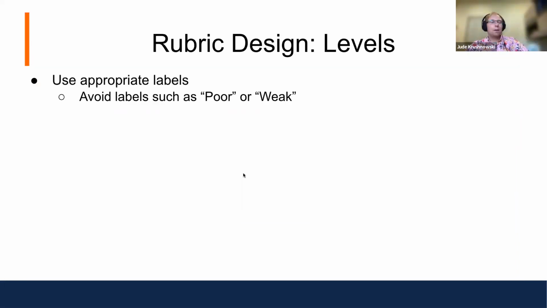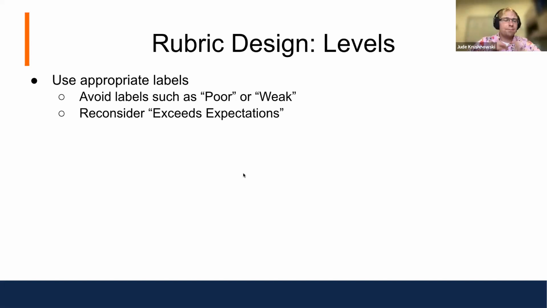We want to avoid labels such as poor or weak, right? We want to avoid a deficit mindset when we look at rubrics and when we look at feedback. So we want to always focus on growth. So language such as approaching is more encouraging than something along the lines of poor or weak, where we're pointing out that students are deficient in some way. We want to use language that is more encouraging. In the same vein, and I could go on and on about this topic, but I'll keep it short and sweet here, but I'm happy to go on longer.